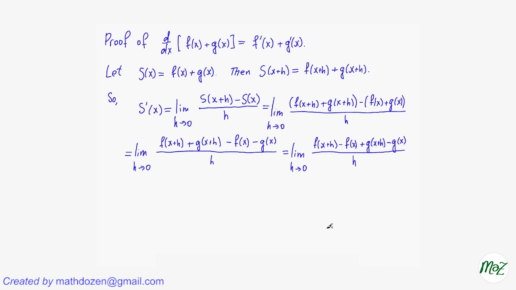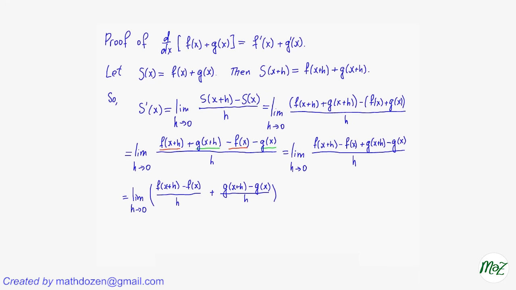Now we will rearrange the terms. We'll combine the f of x plus h and minus f of x terms together, and the g of x plus h minus g of x terms together as well. So we get this new fraction. For the next step, we're gonna split that into a sum of two fractions, like that. First fraction is f of x plus h minus f of x over h, plus another fraction, g of x plus h minus g of x divided by h.